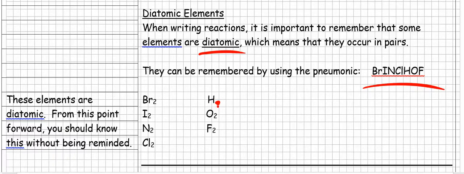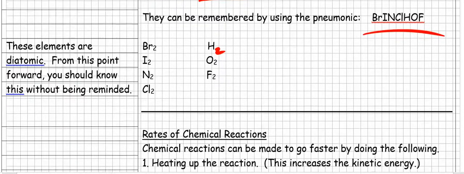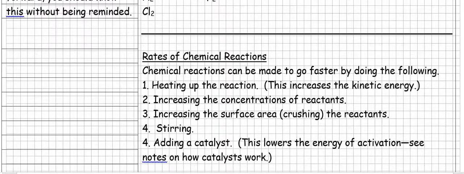diatomic. Whoops, forgot a 2 right there. Let me put that in. All right, those are all diatomic, right? So you're not going to see bromine or iodine or nitrogen or chlorine or any of those by themselves. They're going to be diatomic. So Brinkelhoff is going to help us to remember that.